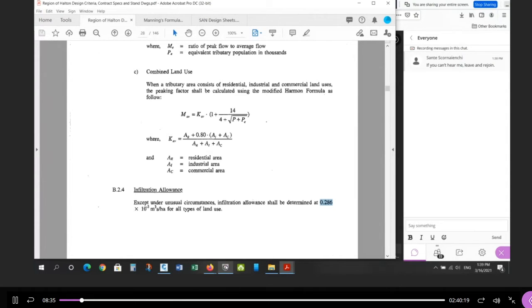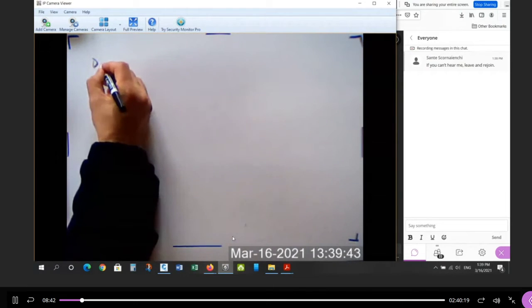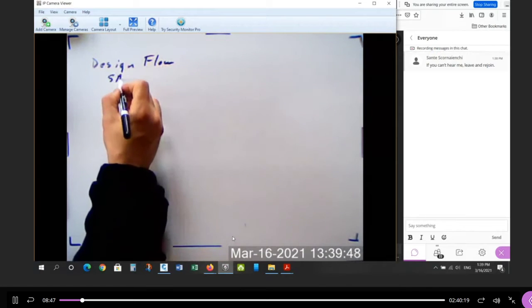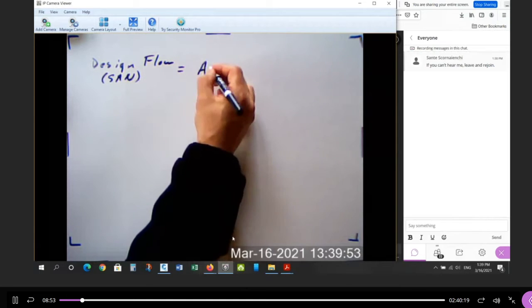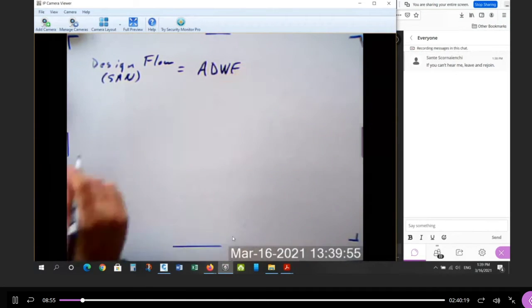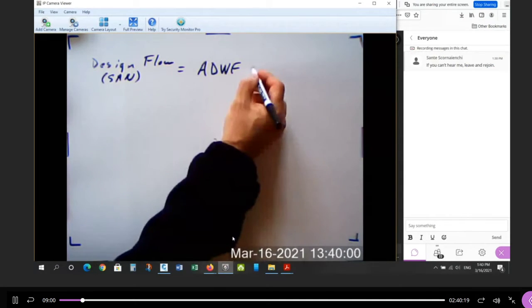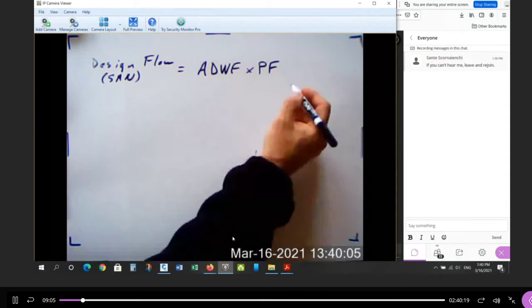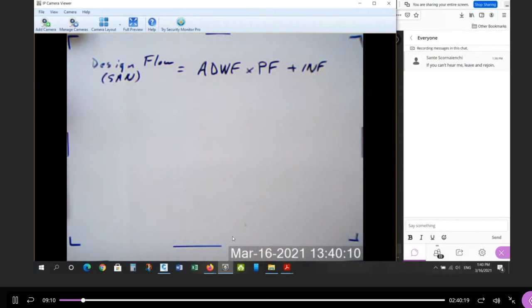Okay, so simply, I'm going to go to a hand calculation for the sanitary. I just got some notes here. So the design flow for sanitary is going to include 3 parts. You're going to see the average dry weather flow, so many cubic meters per second per person. Then you're going to multiply by a peaking factor, which is that formula for M, the Harmon peaking factor, and then we're going to add infiltration. And that's the general idea.